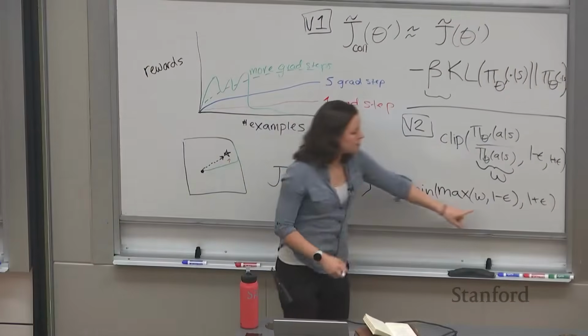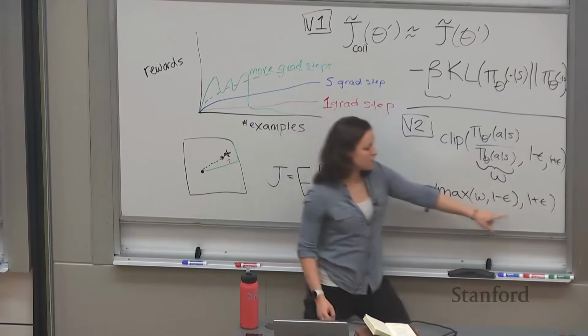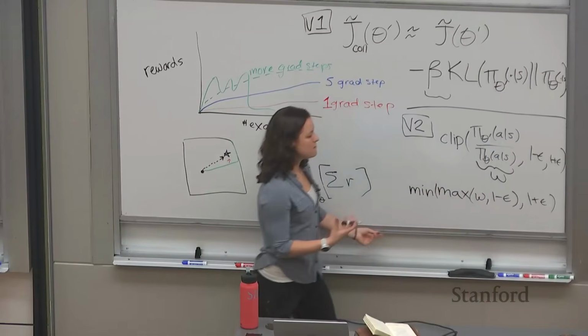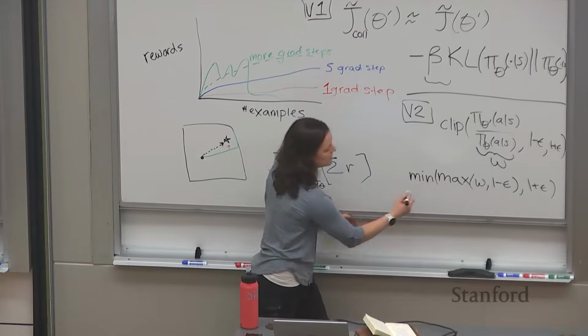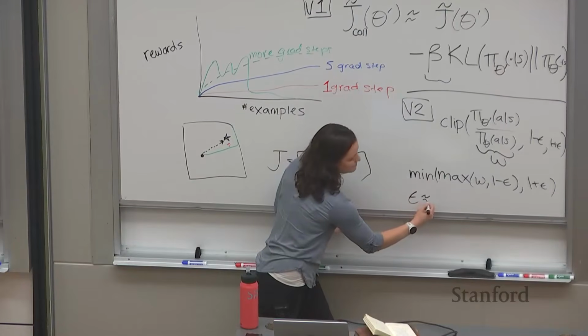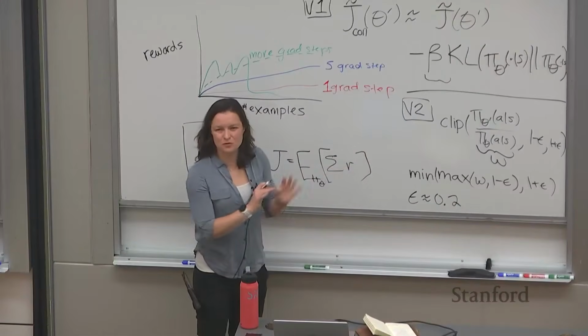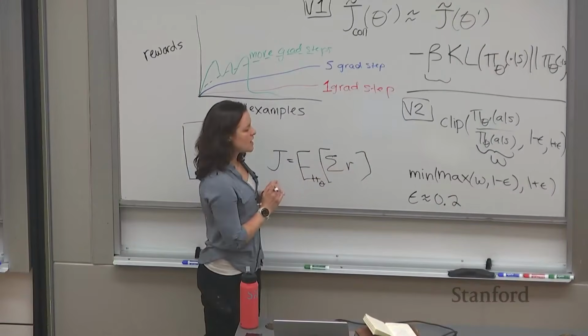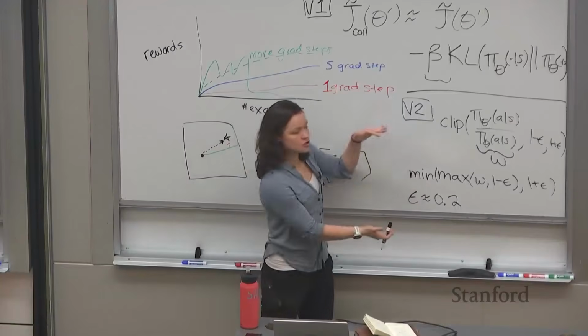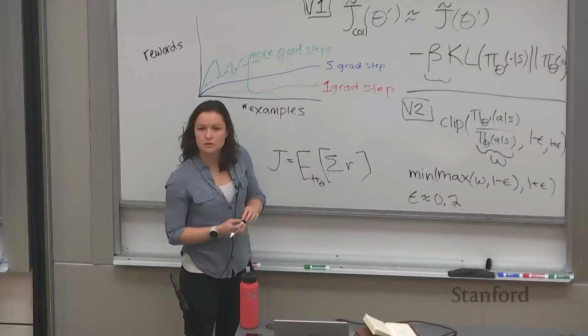Yes, so it cannot be below 1 minus epsilon and it cannot be above 1 plus epsilon. A value of epsilon used in practice might be something like 0.2. So it's not tiny, even though sometimes we refer to epsilon as tiny numbers. In this case, it's going to be constraining the ratio to be between 0.8 and 1.2.